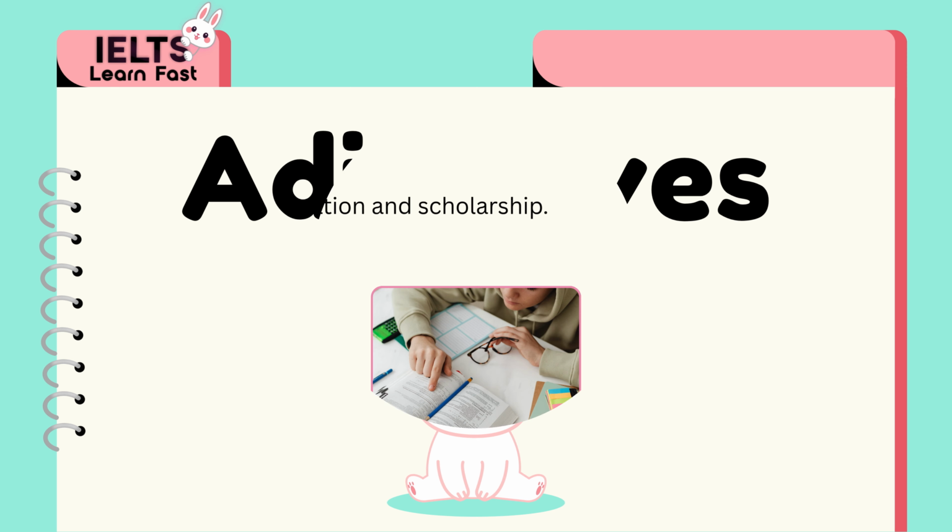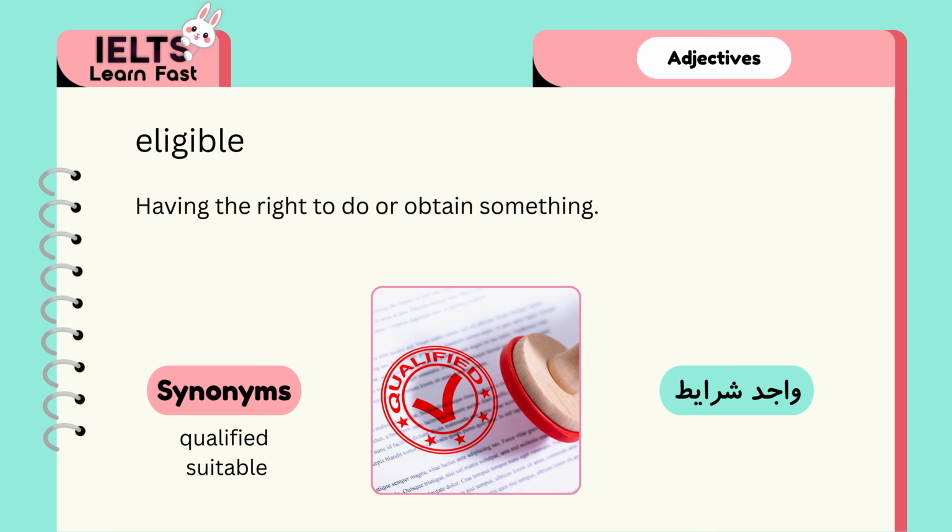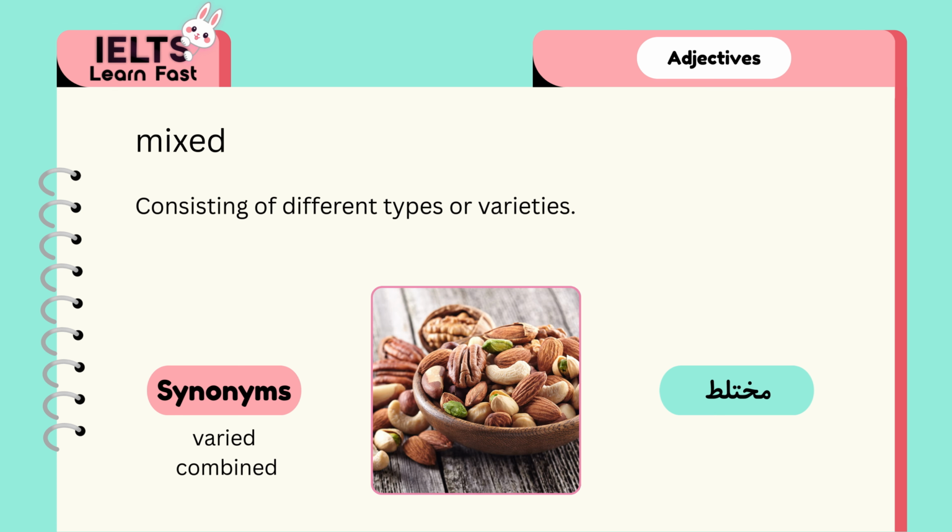Adjectives. Academic: relating to education and scholarship. Synonyms: scholarly, educational. Eligible: having the right to do or obtain something. Synonyms: qualified, suitable. Mixed: consisting of different types or varieties. Synonyms: varied, combined.